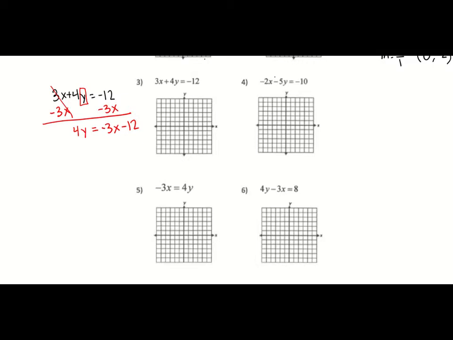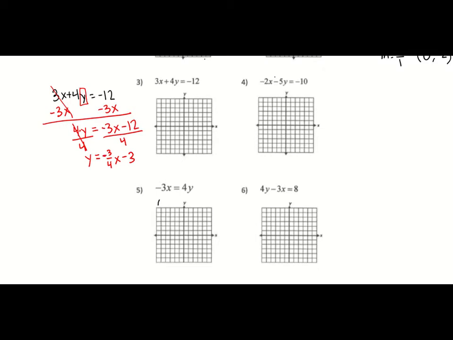Then I need to get rid of that 4 in front of y. Remember, this is really 4 times y. So that means I'm going to divide by 4 on both sides to get y by itself. 4 divided by 4 is 1. Now remember, I have negative 3 divided by 4 and negative 12 divided by 4. So that gives me negative 3 over 4x minus negative 12 divided by 4 is 3.